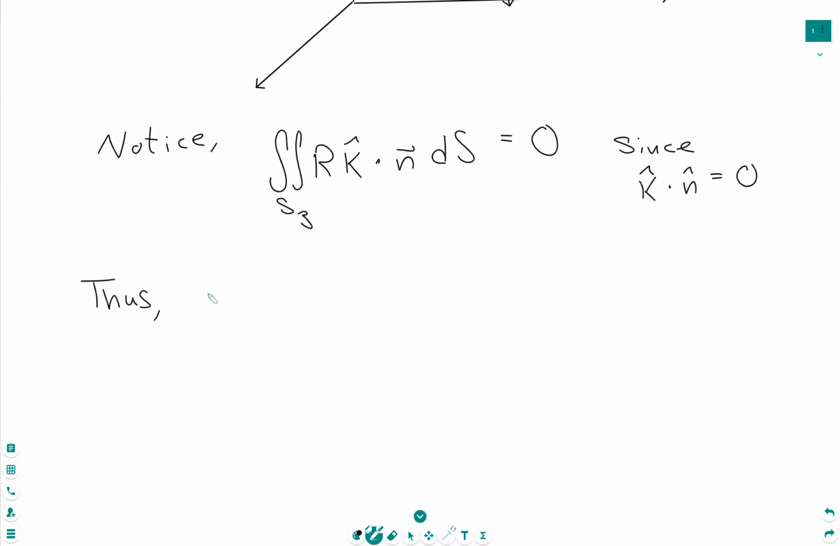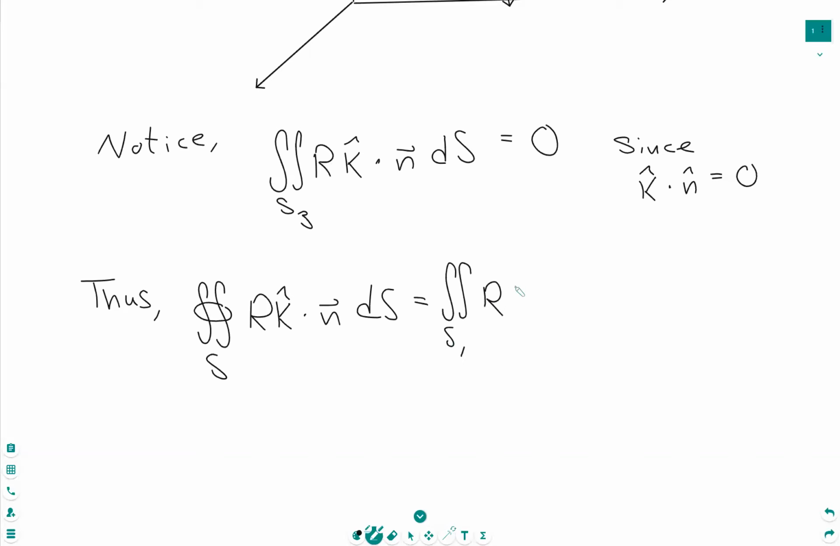Thus, the closed surface integral only is going to rely on S1 and S2, basically the top and bottom surfaces.